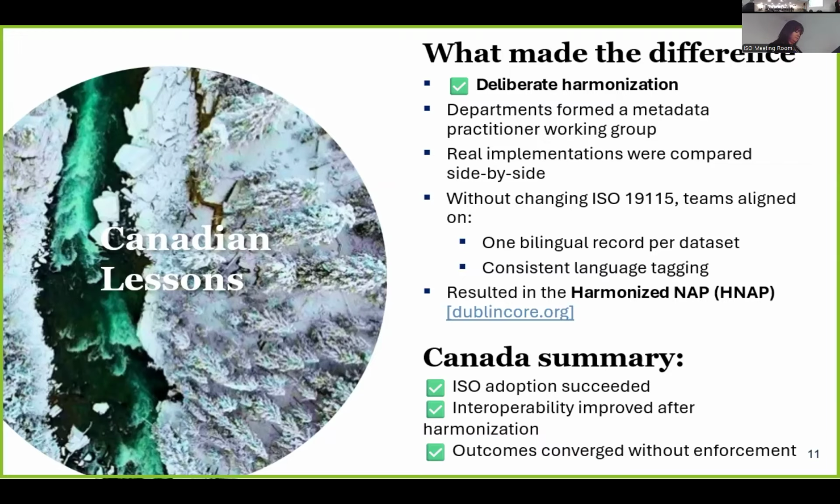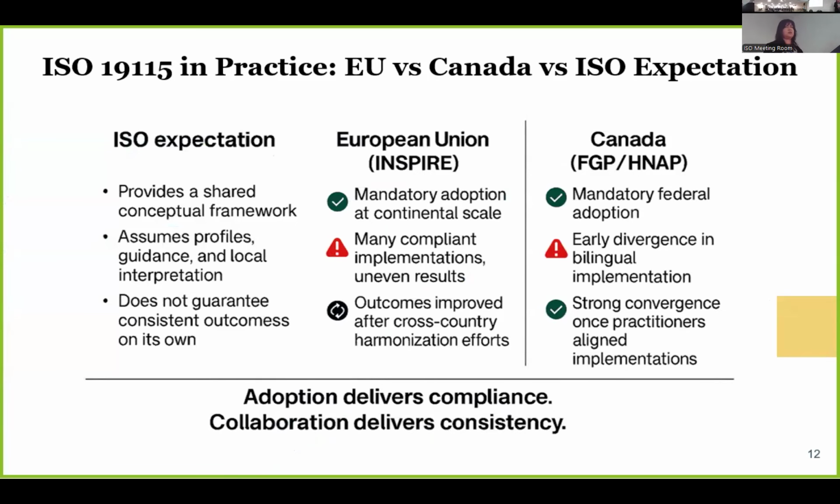This lesson is not unique to Canada. In Europe, across 27 countries and 24 languages, you can imagine how difficult it is to do the same thing. In Europe as well, harmonization efforts have also improved as a result of implementations being aligned under INSPIRE. And similarly, in Canada, strong convergence once practitioners aligned implementations. So adoption delivers compliance, and compliance was fine, but then collaboration delivers consistency.